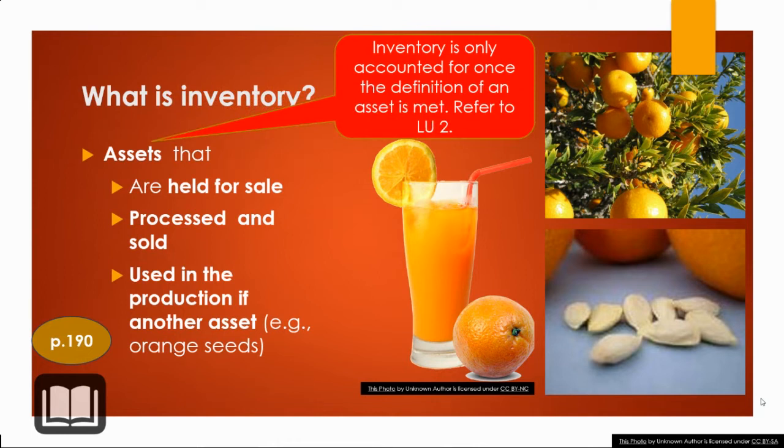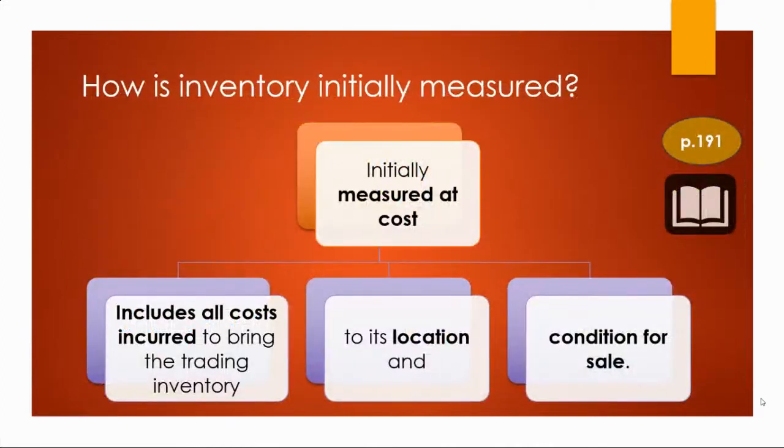Okay, so this is the definition that was in Learning Unit 2 of your textbooks. Now, how is inventory initially measured? Initially measured means at the beginning. So when we start with this inventory, how do we measure it? The first time it is recorded in our accounting records. So we measure it at cost. So what did it physically cost me to acquire that inventory?